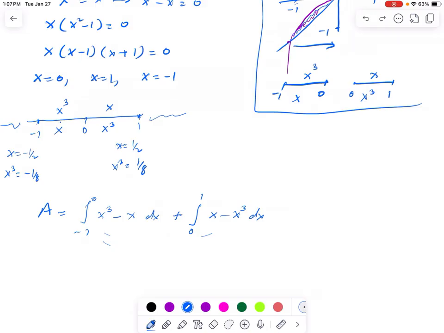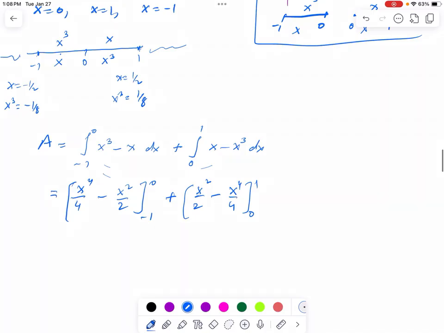So now you just have to integrate it. So we get x to the 4 over 4 minus x squared over 2 from -1 to 0, and then plus x squared over 2, sorry, minus x to the 4 over 4 from 0 to 1. Now plug in the numbers and you get the answer.